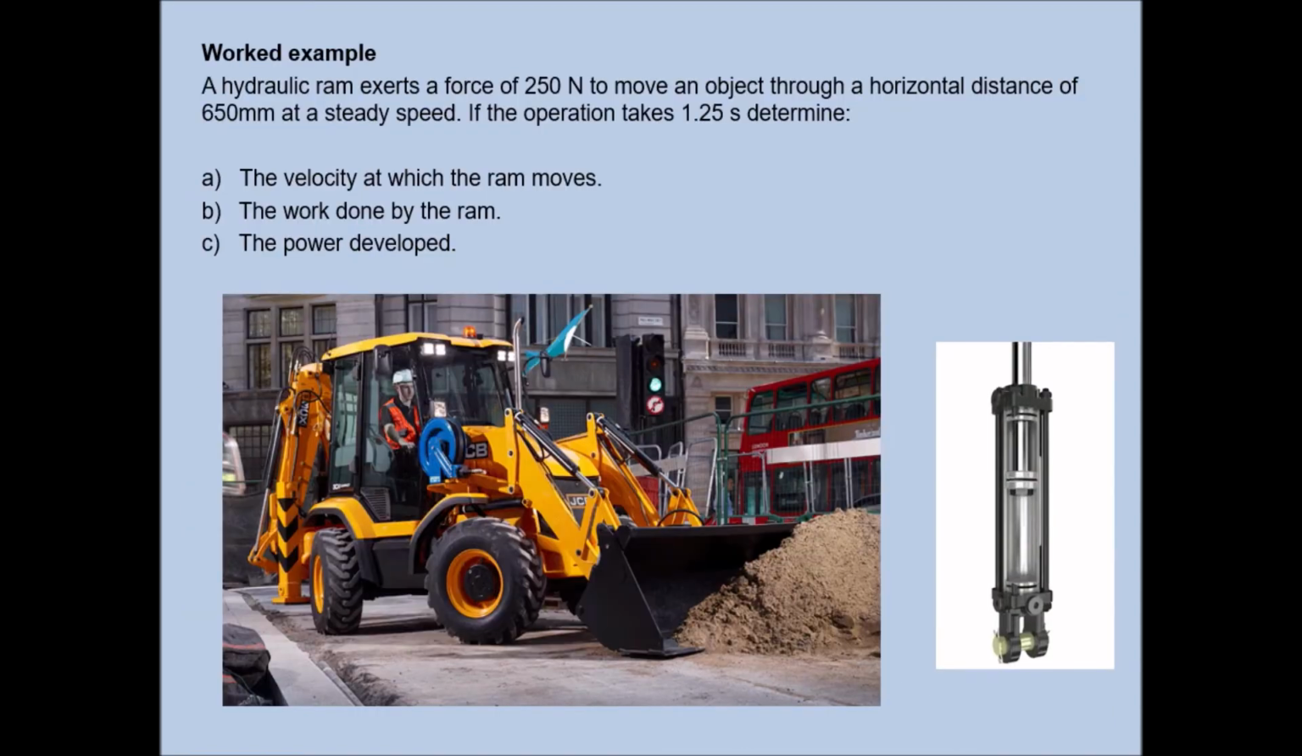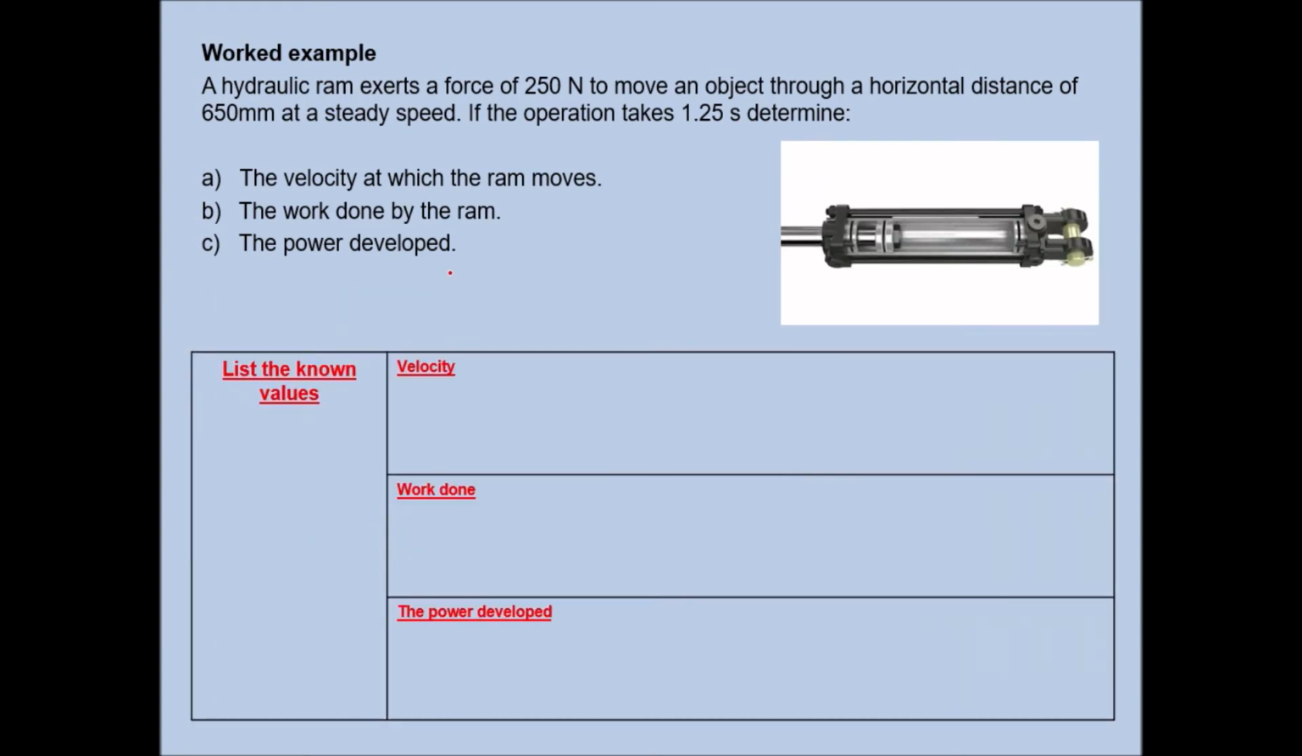Let's do another one. A hydraulic ram exerts a force of 250 newtons to move an object through a horizontal distance of 650 millimeters at a steady speed. If the operation takes 1.25 seconds, determine the velocity, the work done, and the power developed. If you have a little look here, you can see there's hydraulic rams here. That's a digger, and that's what a hydraulic ram would look like inside.